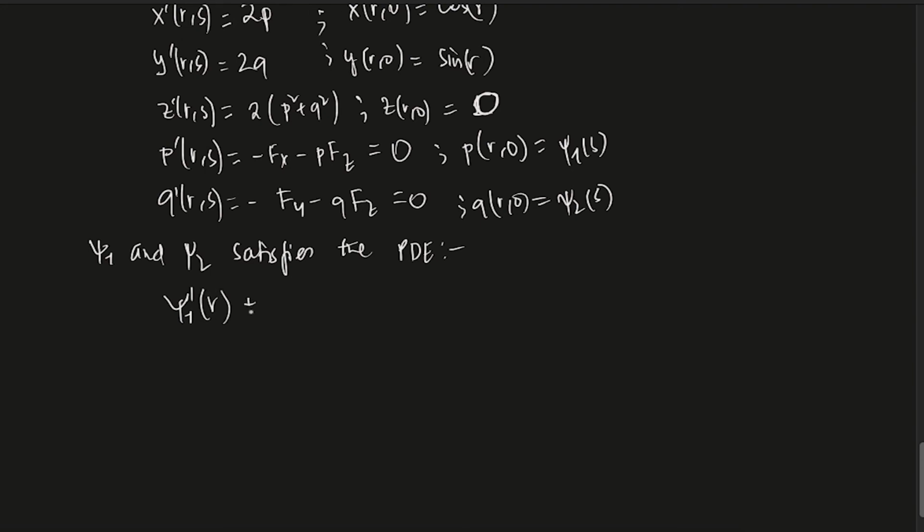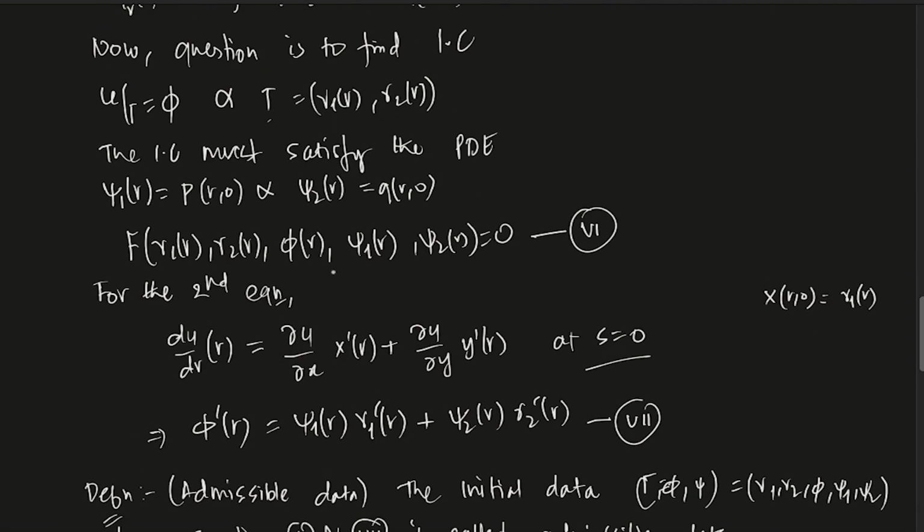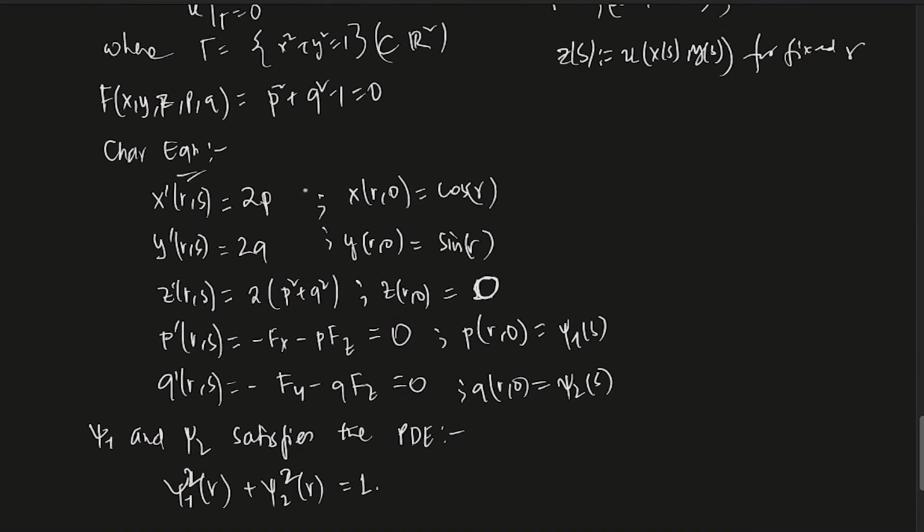So what happens if it satisfies the PDE? Psi 1 and psi 2 must satisfy f, and here f is given by p square plus q square equals 1. This is true for all r, right? So p square at the point r0 plus q square at the point r0 minus 1 is 0. This has to be true.